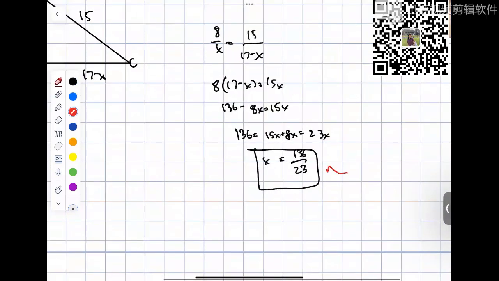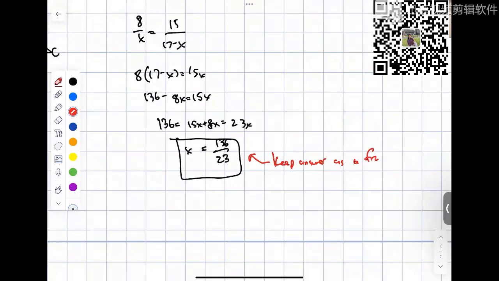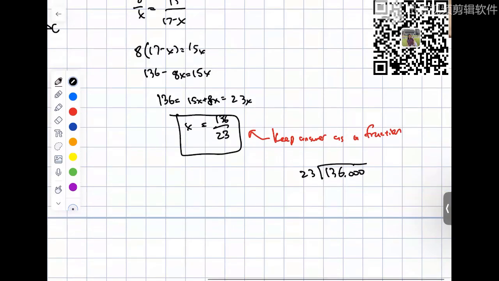I'll put that there. Will they ask you for not a fraction? Maybe sometimes they'll ask you to estimate to the nearest like 0.1, but then you could do this. You know how to do this, right? Long division and finding decimals.